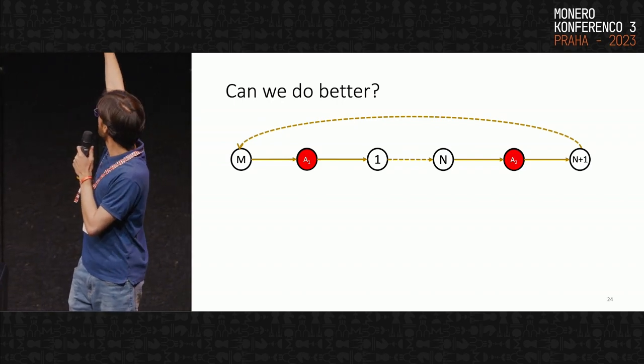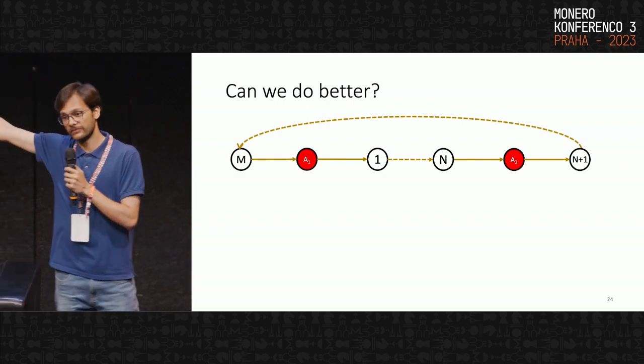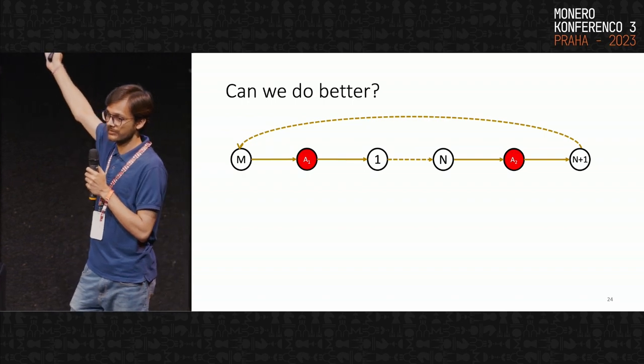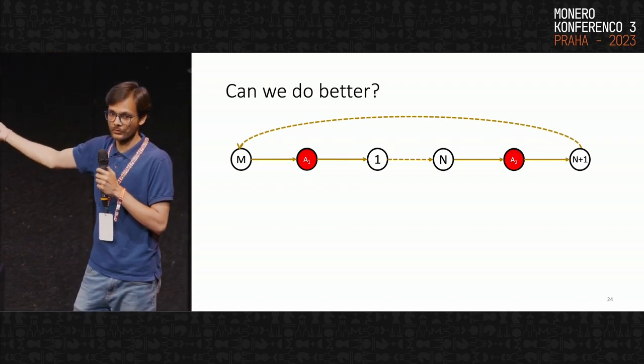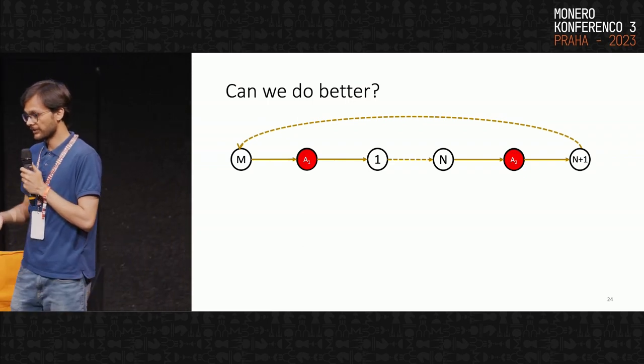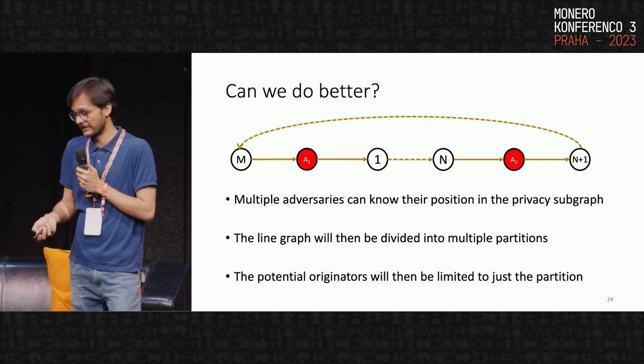If the transaction would have been generated by nodes N+1 to M, then it would have been received by A1 first. And if A1 already received it, it would already have communicated that I have received this transaction. You do not have to do the analysis. So these kind of small changes we incorporated in the analysis, and this is how we modeled Dandelion.